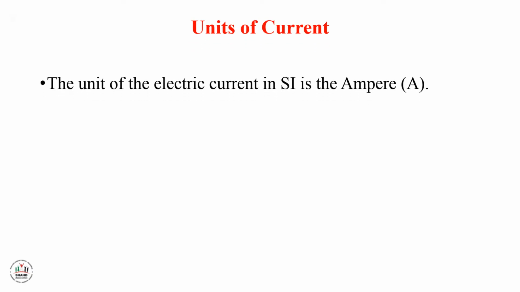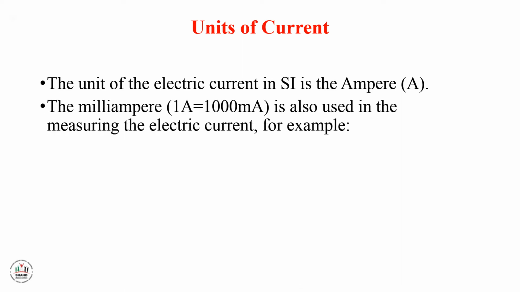What is the unit of current? The unit of electric current in SI is ampere. Milliampere is also used in measuring the electric current. The conversion from ampere to milliampere is that every 1 ampere is 1000 milliampere.